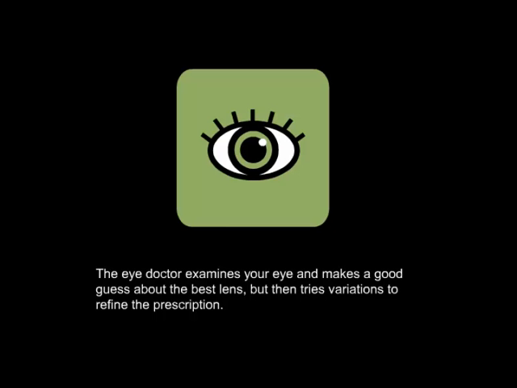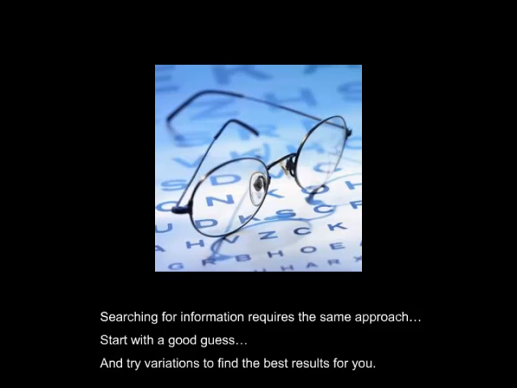An eye doctor examines your eye and makes a good guess about the best lens, but then tries variations to refine the prescription. Searching for information requires the same approach. Start with a good guess and try variations to find the best results for you.